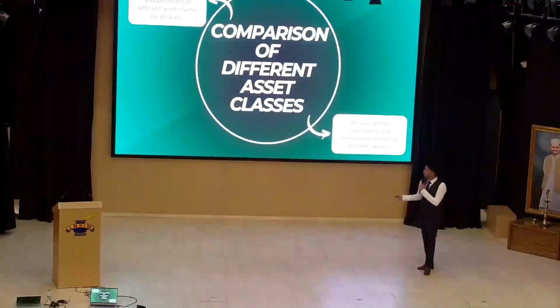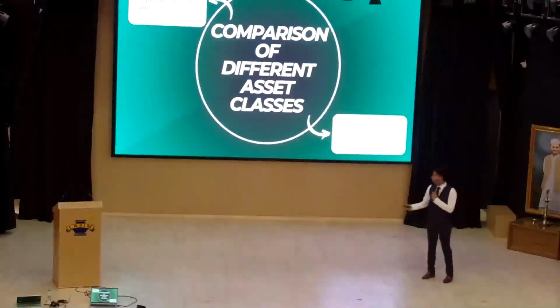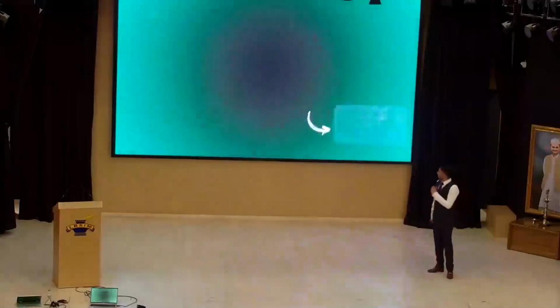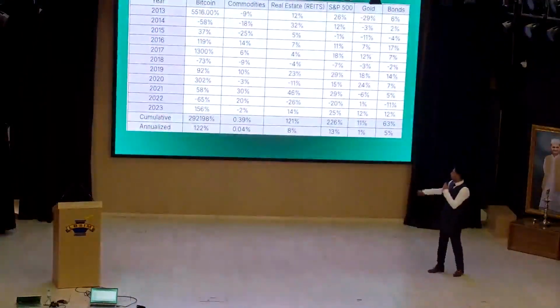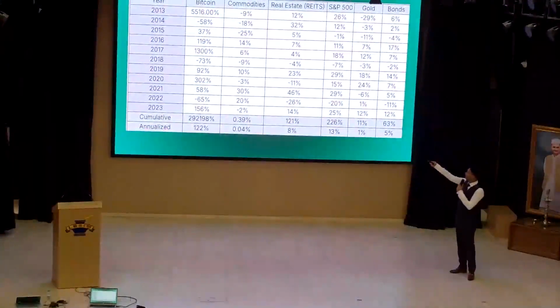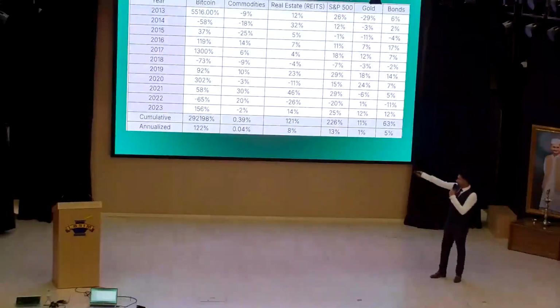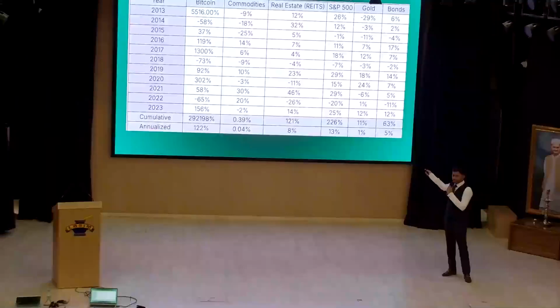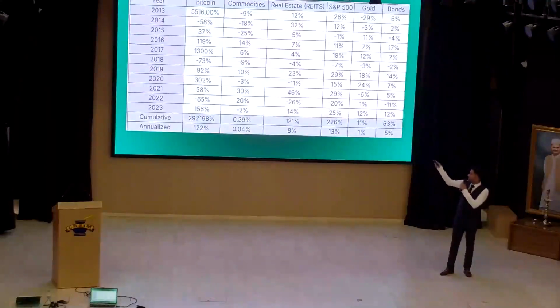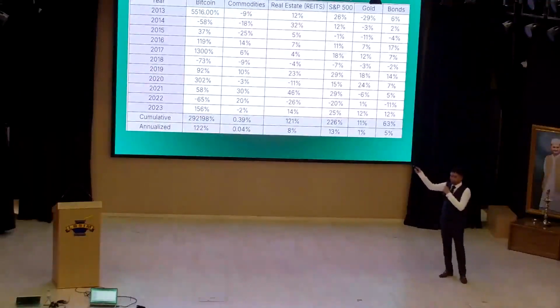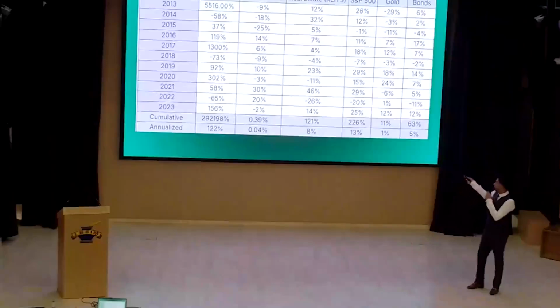So we ran through the annual returns of the different asset classes over the last 10 years, and we also got the cumulative as well as annualized returns for the same. Here, as you can see, we have Bitcoin, commodities, real estate, S&P, gold, as well as bonds. The cumulative returns for Bitcoin are greater than those of all the other asset classes. However, Bitcoin also shows strong volatility, as seen in 5516% in 2013, 1300% in 2017, and 156% and 302% in 2023 and 2020 respectively.